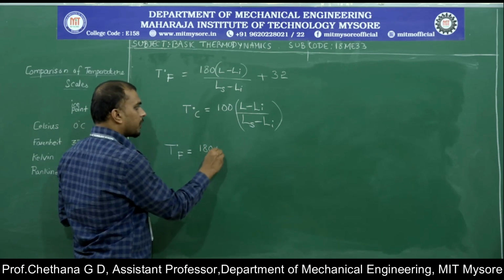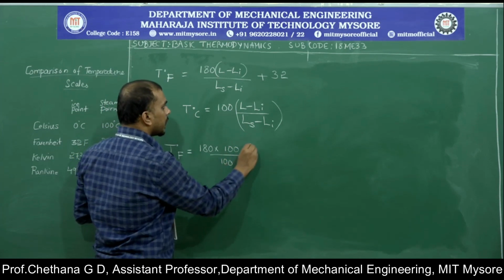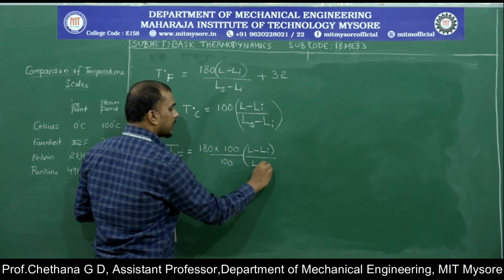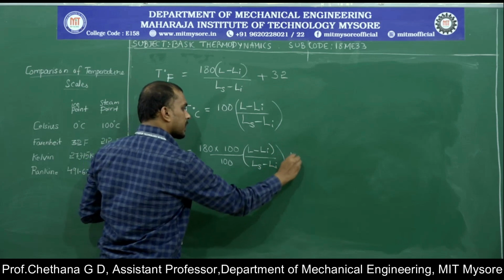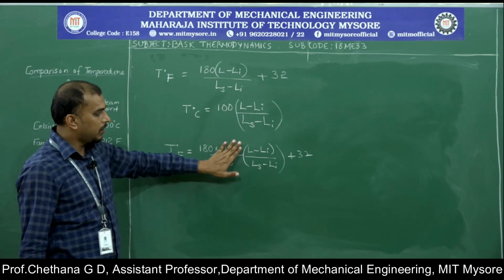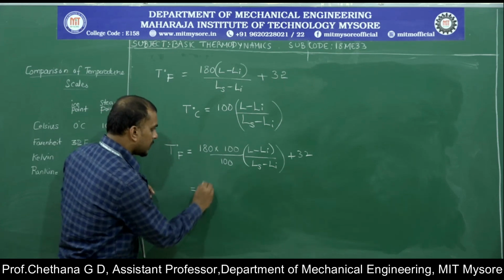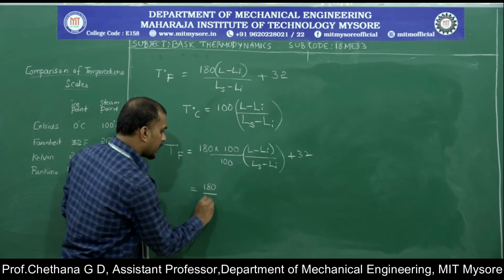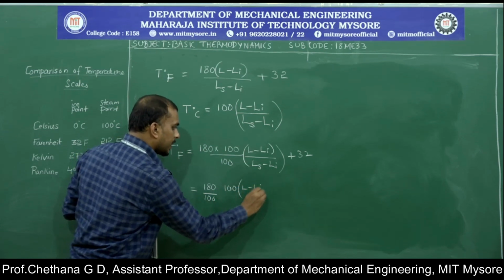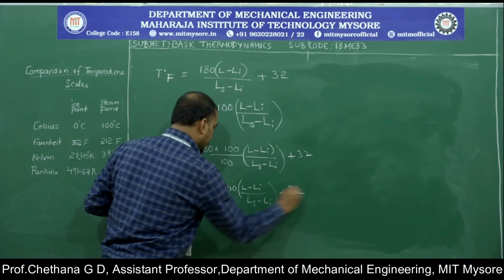Without changing the meaning of the expression, let us multiply it by 100 and divide it by 100. It does not change the meaning of the expression of Fahrenheit scale, 180 into L minus Li by Ls minus Li, plus 32. So it is not changing the meaning, remember, you can cancel it out. So what we got is now 180 by 100, I will simply keep it outside. So you have 100 into L minus Li divided by Ls minus Li, plus 32.